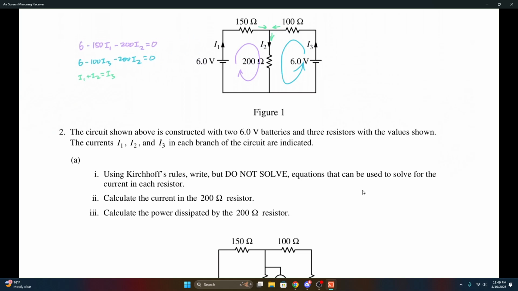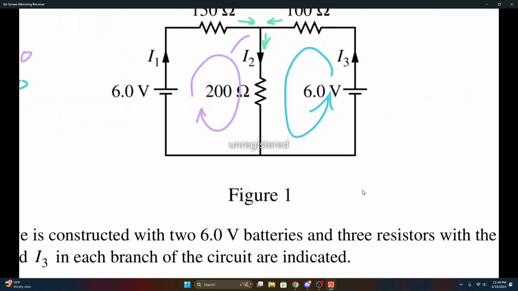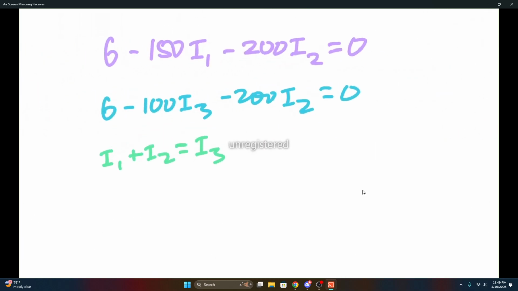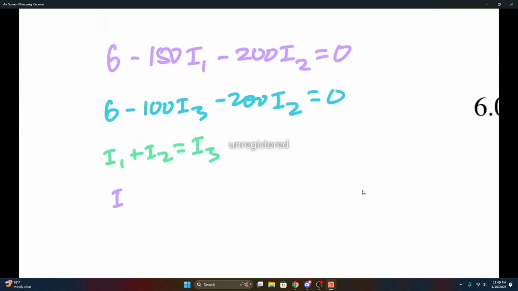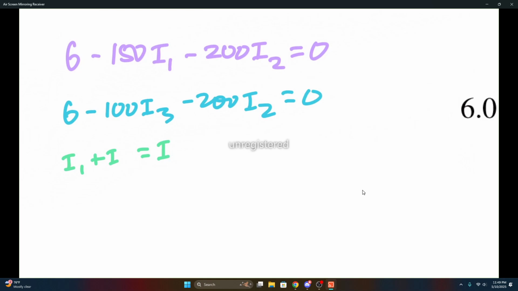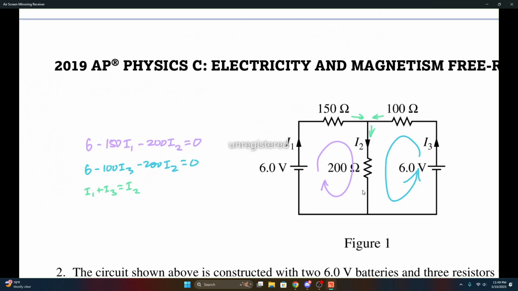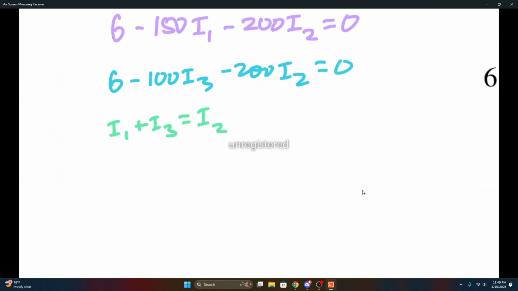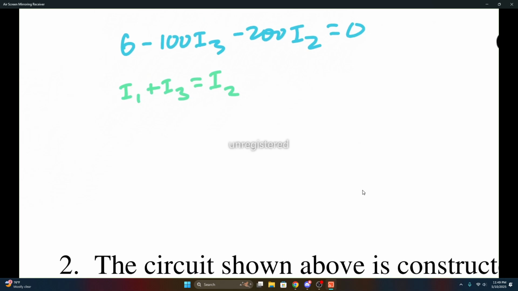Calculate the current in the 200 ohm resistor. Okay, we actually need that I2, so we're going to solve for it. Let's get rid of I3. Oh wait, I'm bad at Kirchhoff. I was confused, why is that I1 equals I2? Okay, there we go. Let's solve for I3 to get rid of it. My bad. I3 equals I2 minus I1.